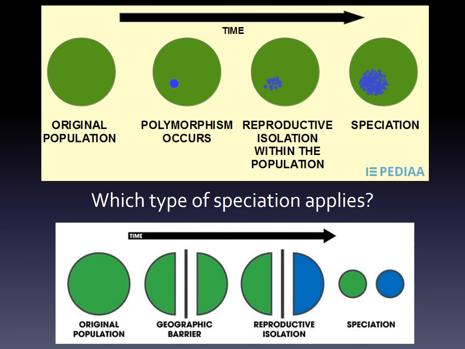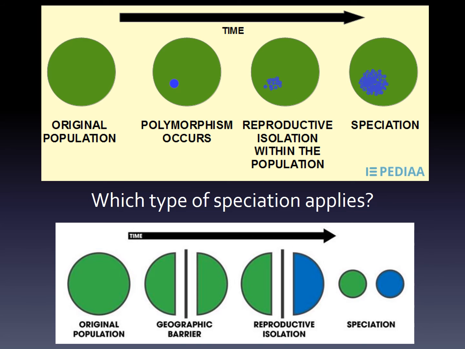So let this test your knowledge. Which type of speciation applies? Let's do the upper image first. There's an original population. A polymorphism occurs. Over time, there's some reproductive isolation within the same population, and then there's a blue and a green species. Which type of speciation is this? I hope you said sympatric. So the top image is sympatric speciation.